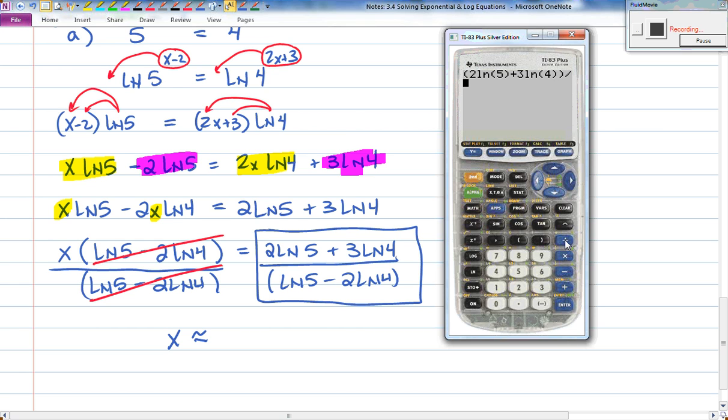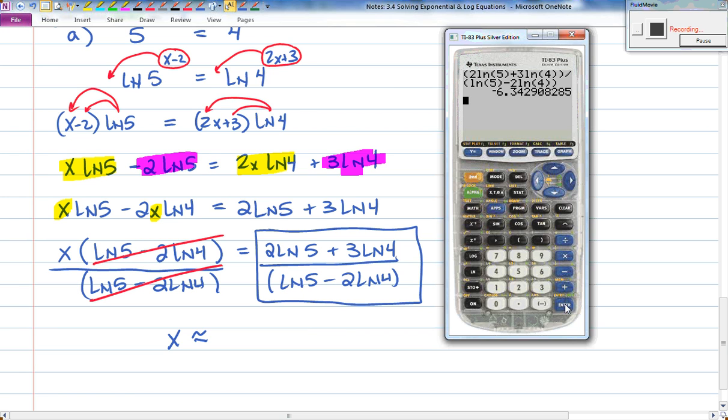Then we're going to divide because we have a quotient. Same trick on the bottom. We're going to put parentheses, natural log 5, close parentheses, minus 2 natural log 4, close parentheses, close parentheses. If we do this right, we should all get negative 6.34 and some change. Oh, there it is. All right? That's how you do it and get it right every single time.